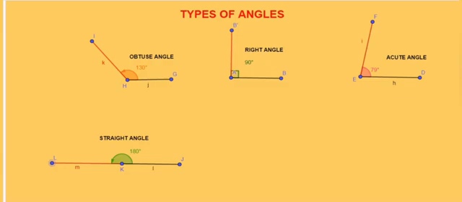Next, I am drawing another angle. Further increasing the angle, I got another angle. What is its name? It is called a reflex angle. A reflex angle means it is greater than 180 degree and less than 360 degree. These angles are called reflex angles.